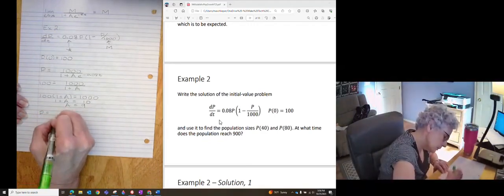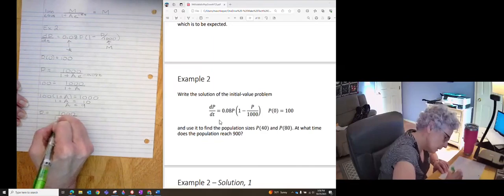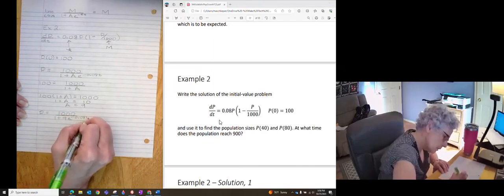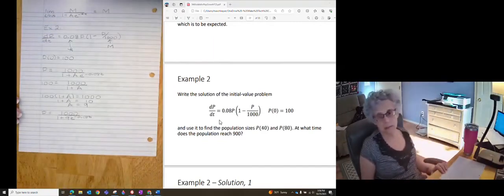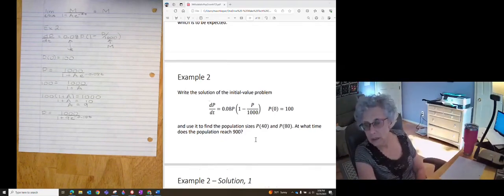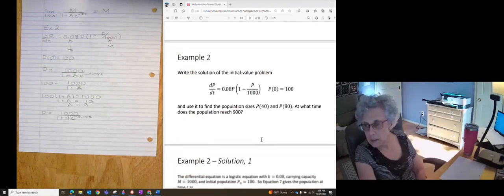P is equal to 1,000 over 1 plus 9e to the negative 0.08t. We want to find the population sizes P of 40 and P of 80.